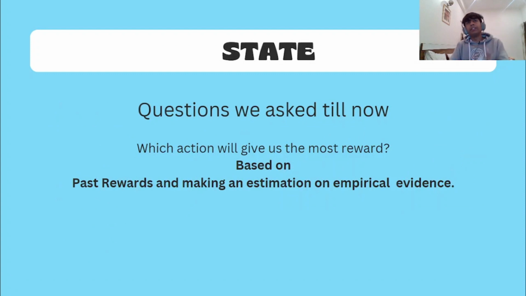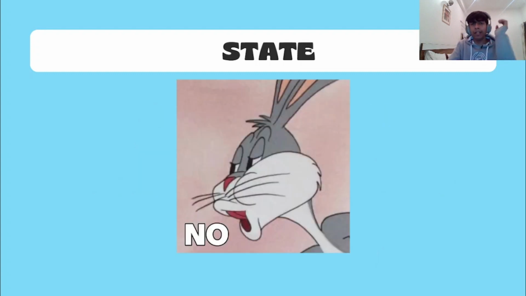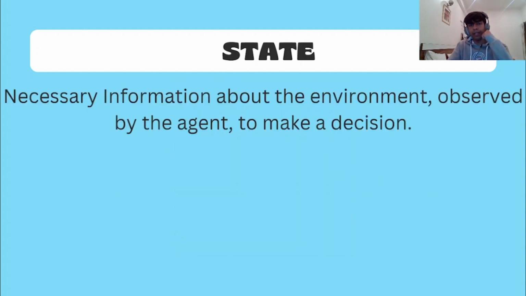Why did we need to introduce state into the equation? The question we have asked till now is which action will give us the most reward? And we have based our answer on the information of past rewards and making an estimation on empirical evidence using mathematical functions. But is that all to it? Is that all we can depend on to make a decision on which action we should pick? Thankfully, no. Here's where state comes into play.